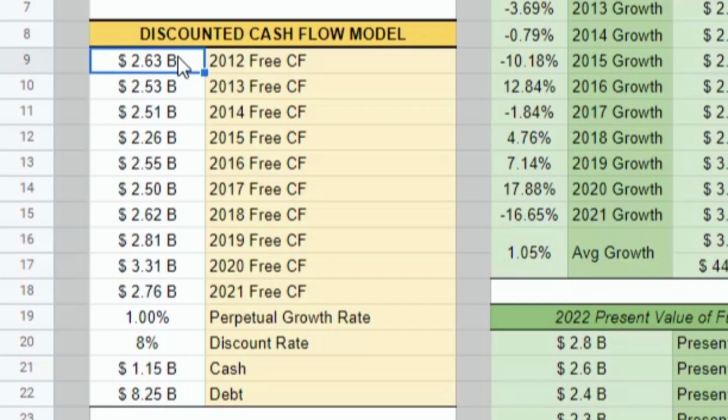So our first valuation method is going to be the discounted cash flow method.